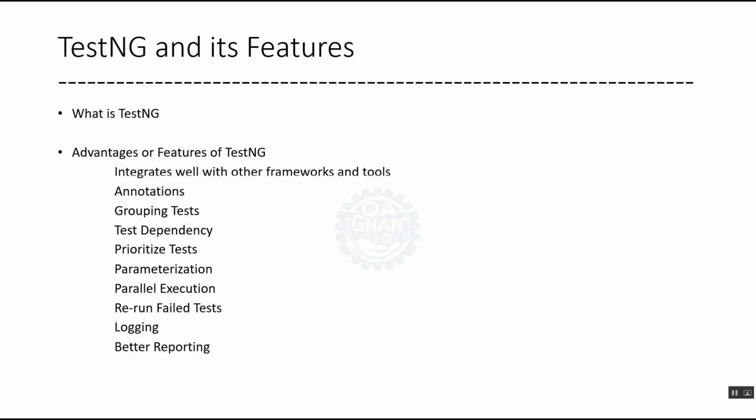The next thing is better reporting. TestNG provides detailed HTML reports that include information about passed, failed, and skipped tests, including logs. These reports can be used to analyze test results and track performance of our application. So these are some of the advantages or features of TestNG, and that covers an overview of the TestNG framework. In the coming videos of this series, we will get our hands dirty by implementing and testing all the above mentioned features of TestNG.